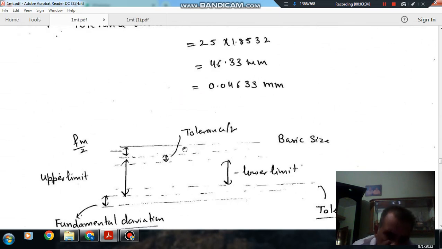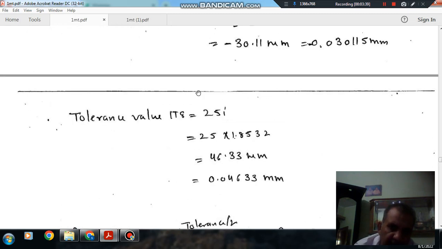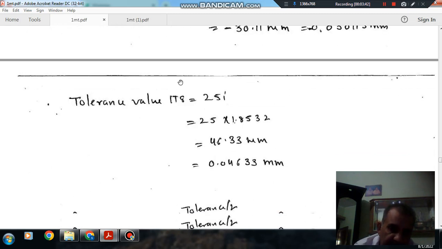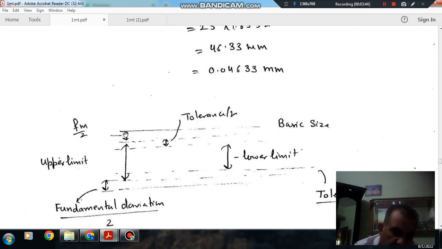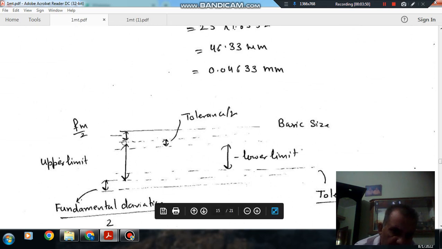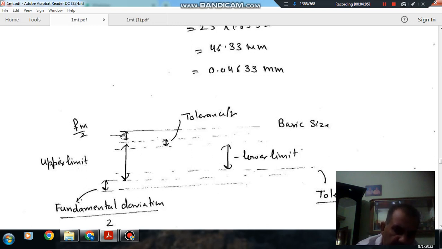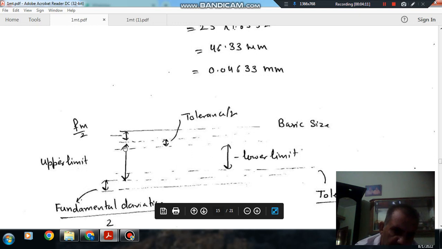So this is the basic size of the shaft. First of all, the fundamental deviation is measured from the basic size. This is the basic size of the shaft, because this is your shaft. The fundamental deviation is given to calculate the upper limit of the shaft. So that is the upper limit of the shaft.